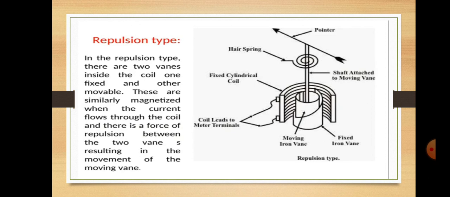Now in the diagram we can see the fixed cylindrical coil, where the current is applied. Here you can see the coil leads to meter terminals. These two terminals are shown here, and the last one is the shaft attached to the moving vane. The straight rod in between the moving vane is called the shaft attached to the moving vane. So this is the construction and working of the repulsion type MI instrument.